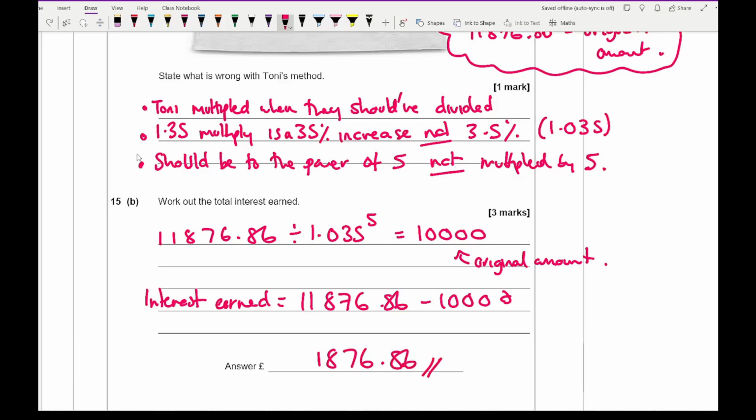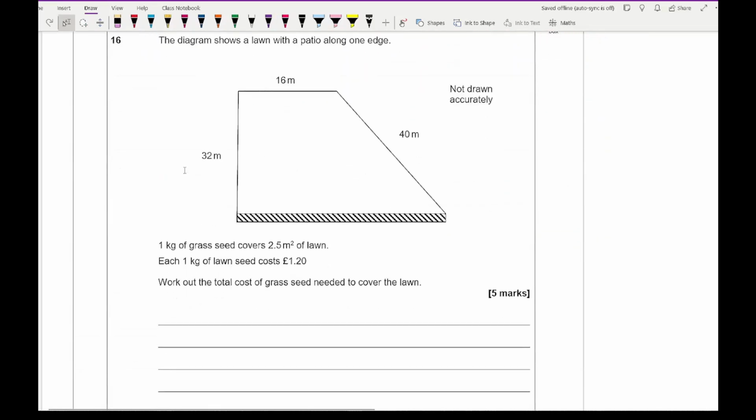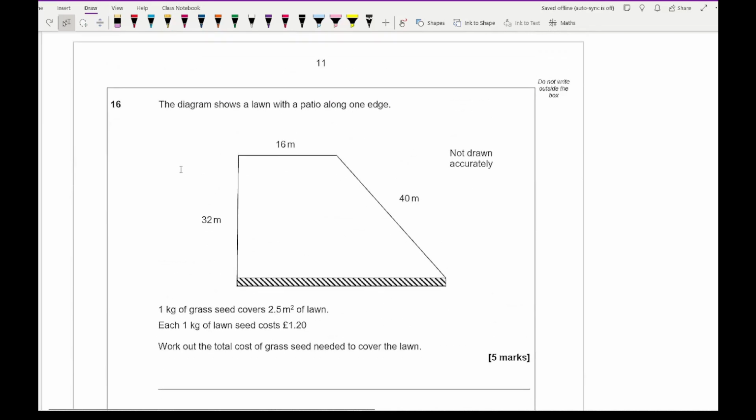Moving on to question 16, it says the diagram shows a lawn with a patio along one edge. 1 kilogram of grass seed covers 2.5 meters squared of lawn. Each 1 kilogram of lawn seed costs £1.20. Work out the total cost of the grass seed needed to cover the lawn. So first things first, we need to work out the dimensions of this particular shape, which is the trapezium.